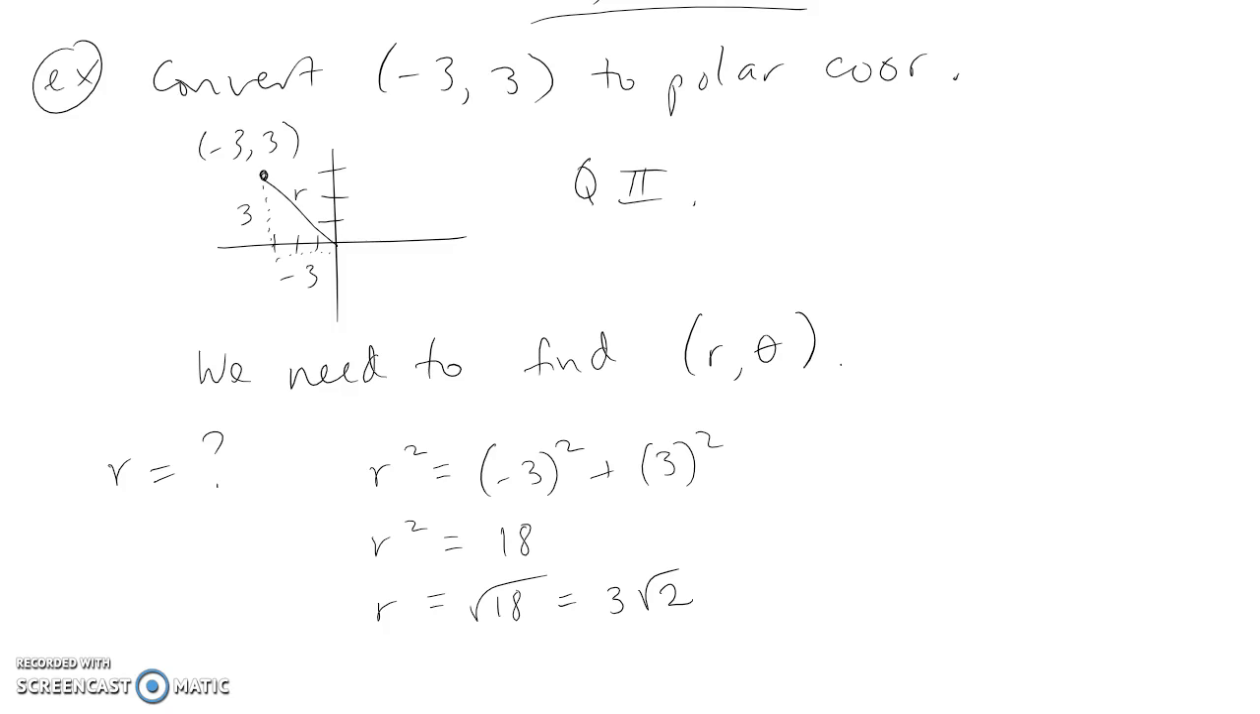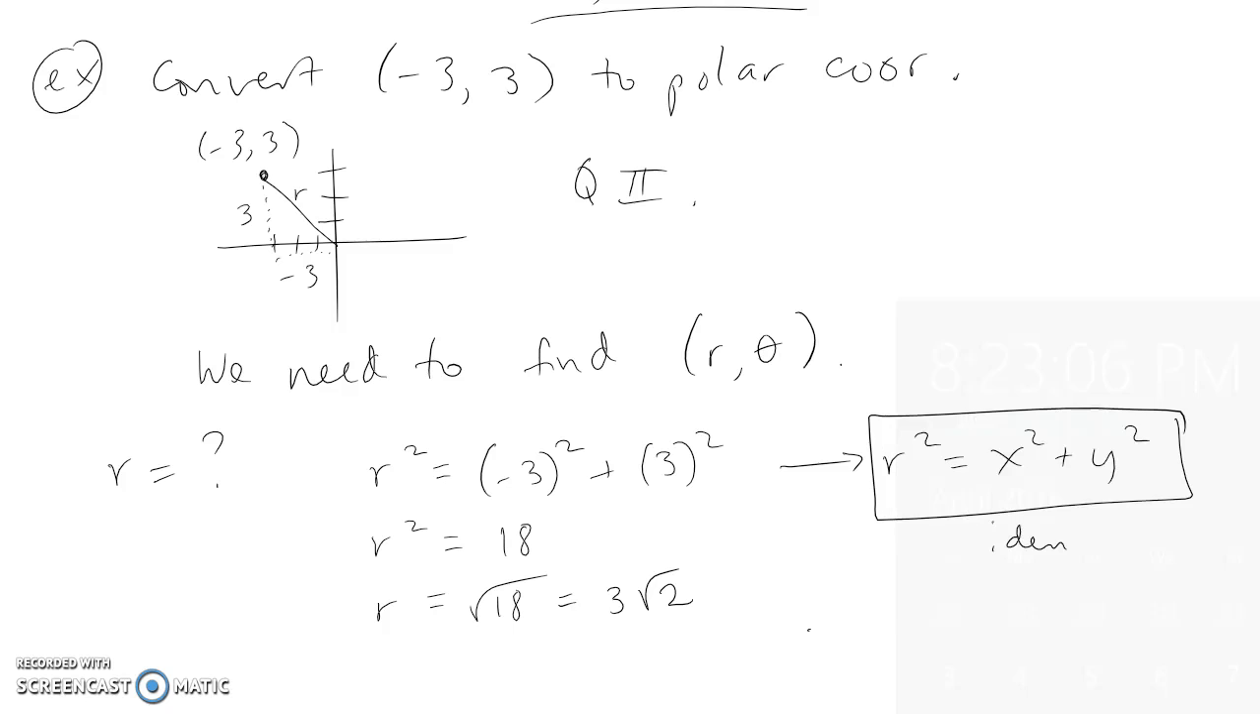All right, I want you to notice something. Basically, we did r squared equals x squared plus y squared, right? That is very important, and we're going to be able to use that. It's a truism. It's always true. It's an identity. Okay, and we're going to be able to use it in a future problem. Okay, next time.